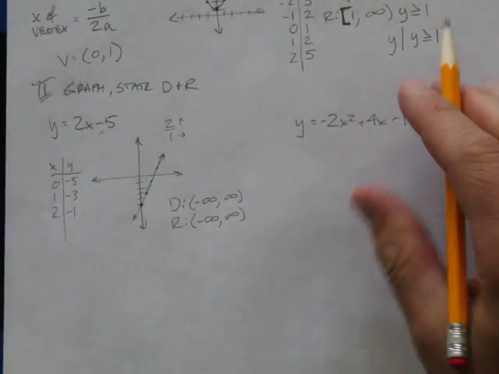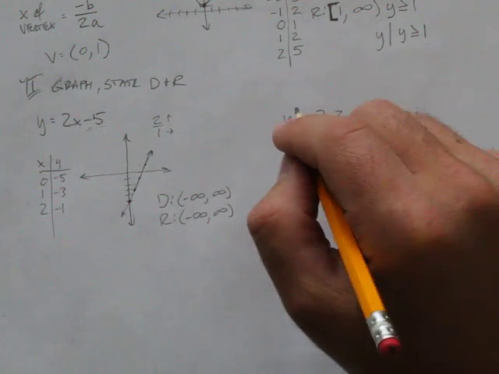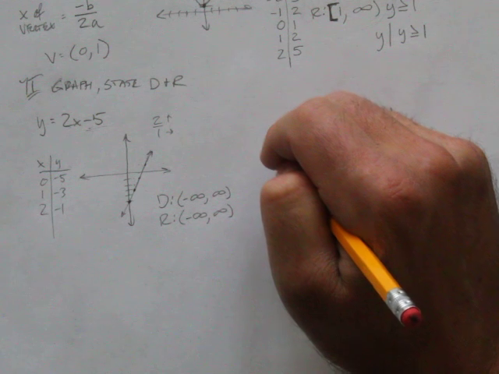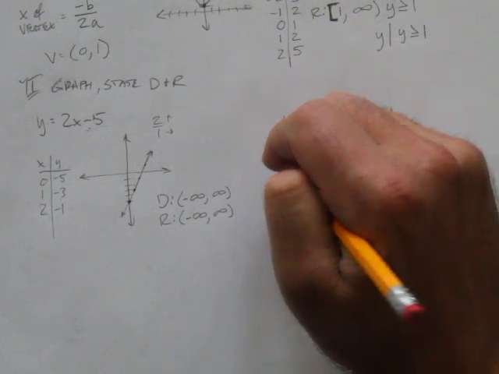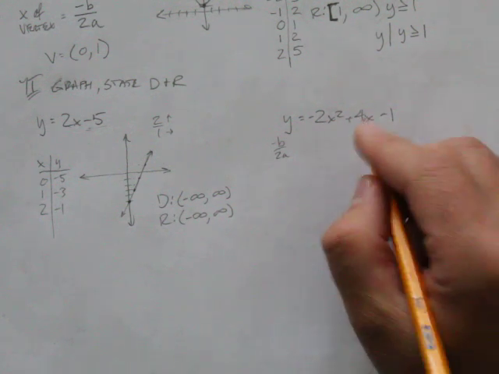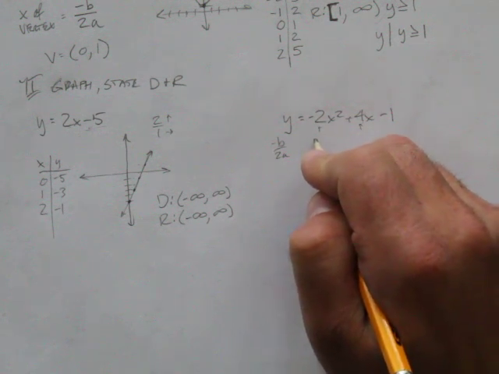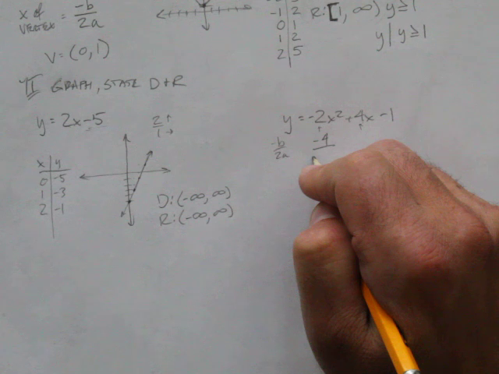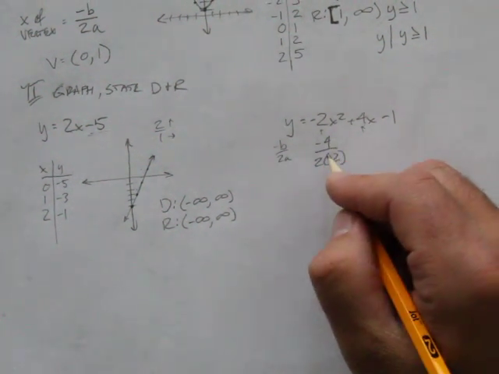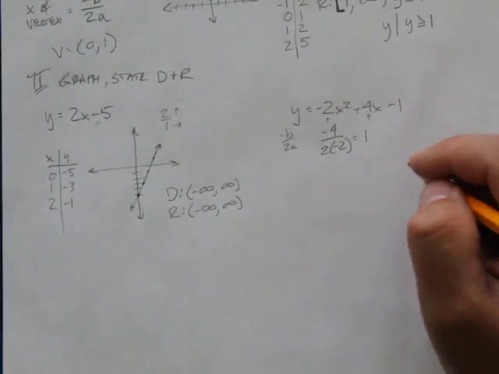Now let's look at my parabola over here. First off, I'm going to find the x value of my vertex. The x value of the vertex is negative b over 2a. So negative b, if b is 4, there's b and this is a. So I've got negative 4 over 2 times negative 2. So negative 4 over negative 4 equals positive 1. So I'm going to start my graph.